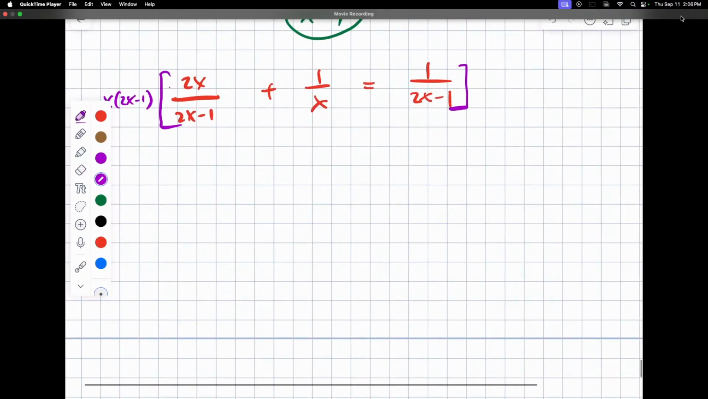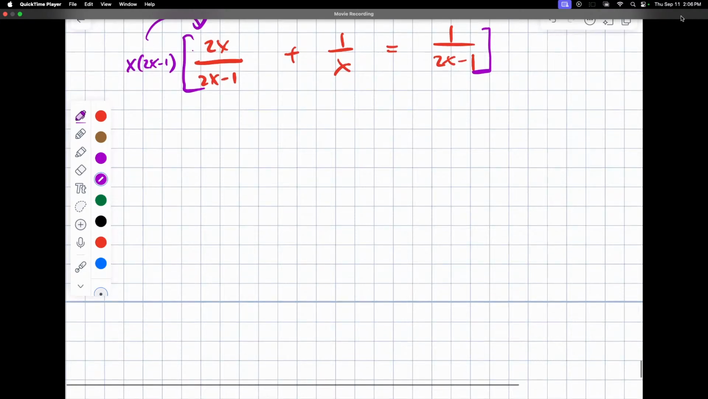If I multiply this by this, what will cancel? 2x minus 1. Yeah, so you're going to get 2x squared, right? And then what will cancel here?